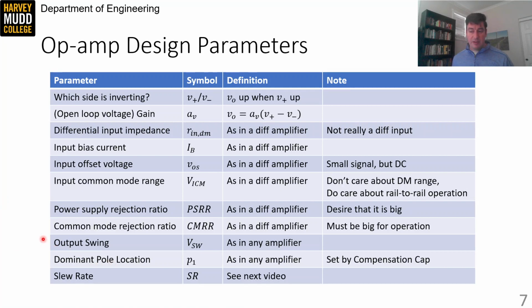Finally, we see another couple of familiar specifications. The output swing is familiar from every amplifier we've looked at, and it matters for the same reasons as before. It determines what signals your op-amp can provide. The dominant pole location is crucial for op-amp operation because it's related to op-amp stability. We'll talk more about stability later, but for now we want to note that calculating the dominant pole is important, and we can usually do so by finding the open circuit time constant of the compensation capacitor. Finally, there's a new op-amp schematic specification called the slew rate that's fancy enough to warrant its own video. So we'll see that in the next one.